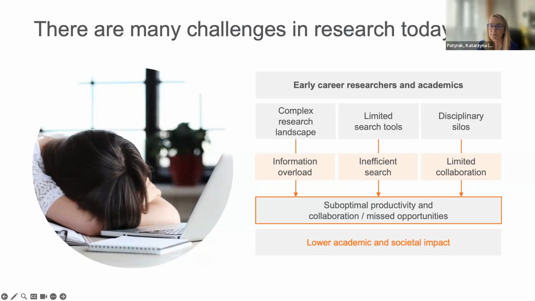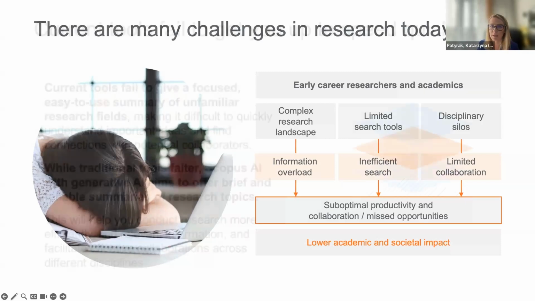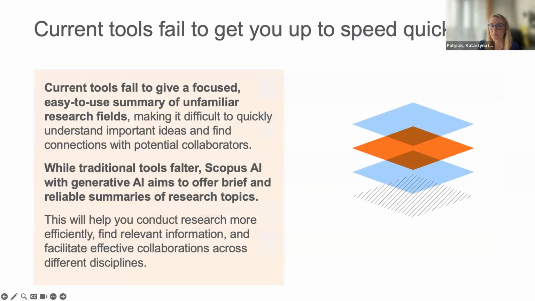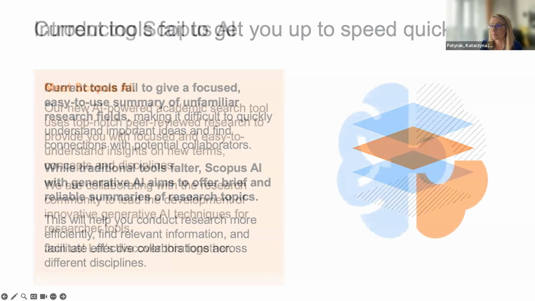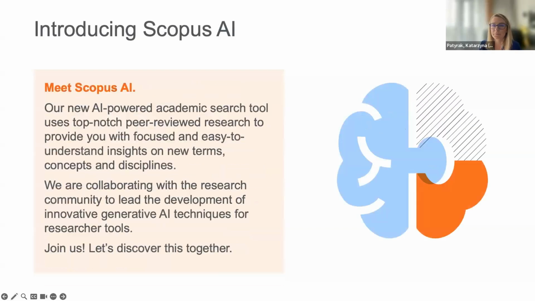So that's the problem we want to solve with Scopus AI, and to make it easier for you. Part of the problem is that traditional platforms don't give you a focused summary on unfamiliar research fields, so it's hard to quickly grasp new concepts and find potential collaborators. But the idea for Scopus AI is to provide a brief summary of a research topic and make it easy to find experts and partners in other disciplines than the one you work in now.